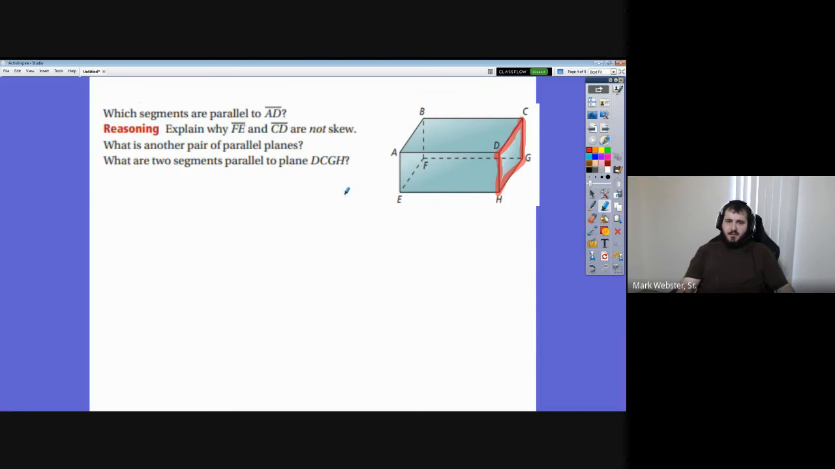What are two segments that are parallel? Well, they just can't touch, right? So like you could pick AE and BF. You could pick AB and EF. Both of those, all four of those are parallel to this opposite plane over here, right?